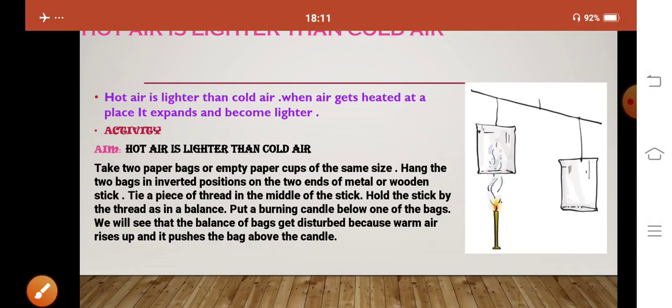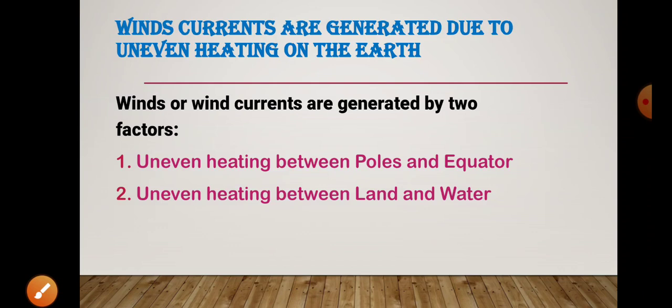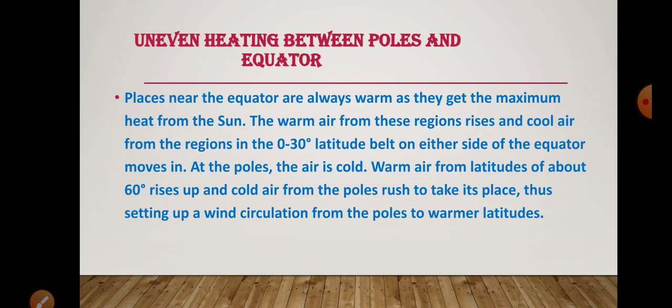Okay students, now our next topic is that wind currents are generated due to uneven heating on the earth. Winds or wind currents are generated by two factors. And what are these two factors? First factor is uneven heating between poles and equator. And second is uneven heating between land and water. So let's start with the first point, uneven heating between poles and equator.